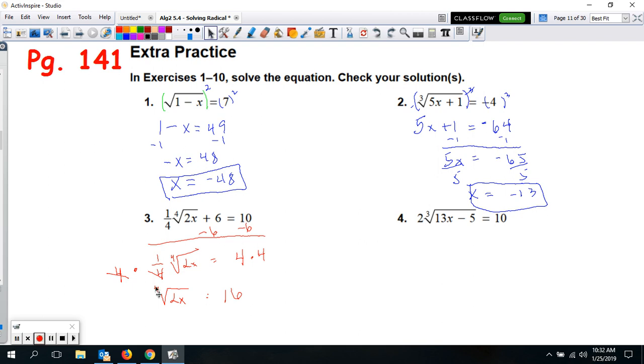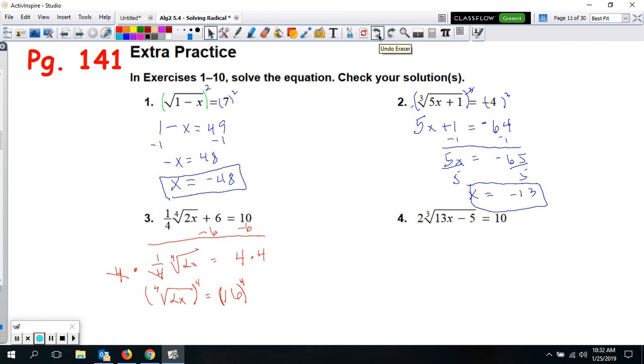To get rid of the radical, now we're at step 2. We need to undo the radical by raising it to the 4th power, since it's a 4th root. To get rid of the 4th root, we need to use the 4th power. So raise both sides to the 4th power. That's going to get rid of our root. We're going to see 2x now coming out.